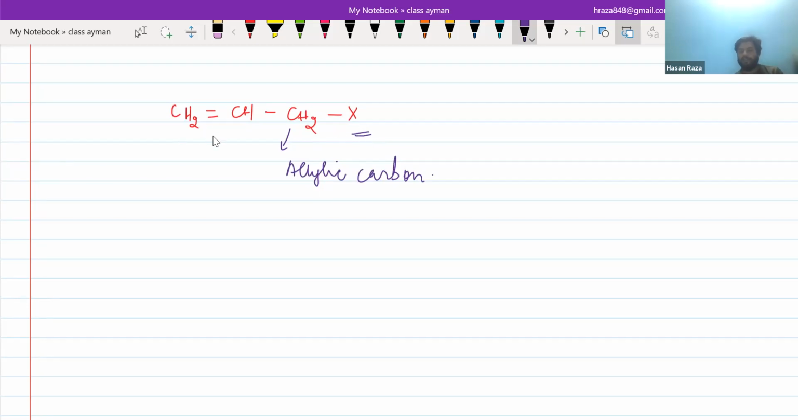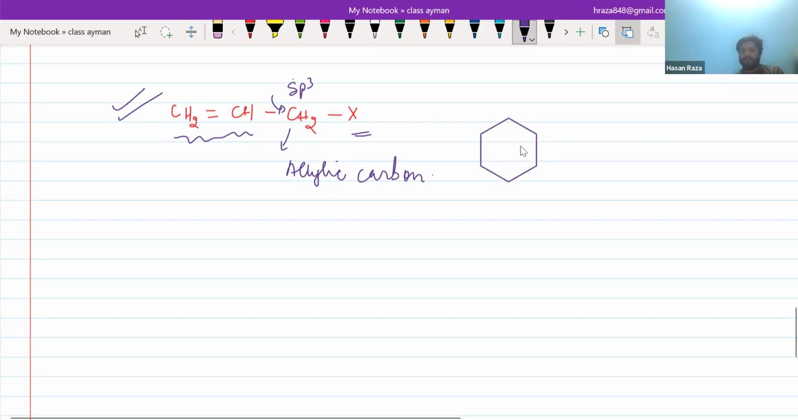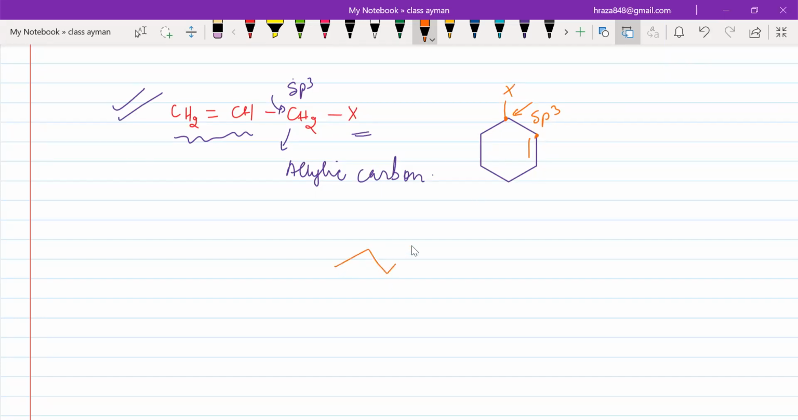So what is the difference? What does it mean? Basically, whenever there is a double bond and then a singly bonded carbon which is sp3 hybridized, this is called allylic. Like this, if you take an example, you can see this is a double bond, and with this doubly bonded carbon, there will be a carbon which is sp3 hybridized, and with this sp3 hybridized carbon, there is X, that is called allylic halides. Is that clear? Yes, sir, it's clear.